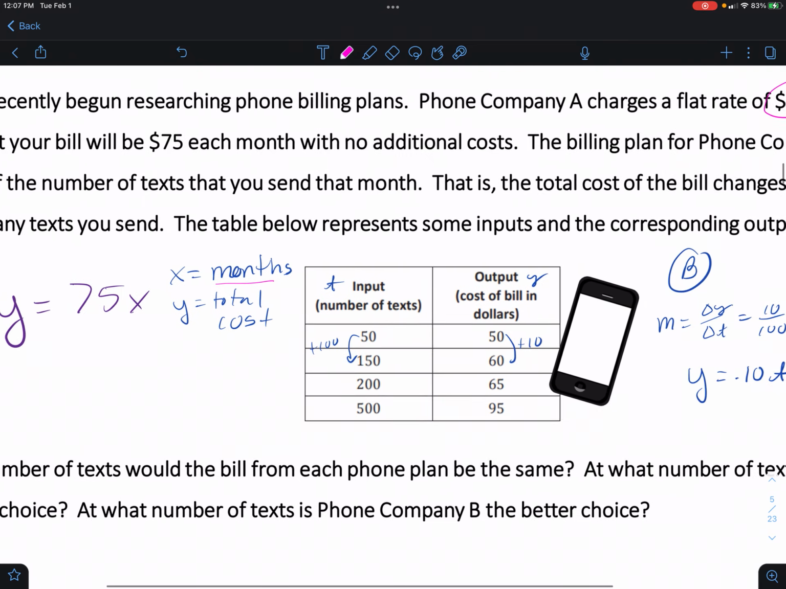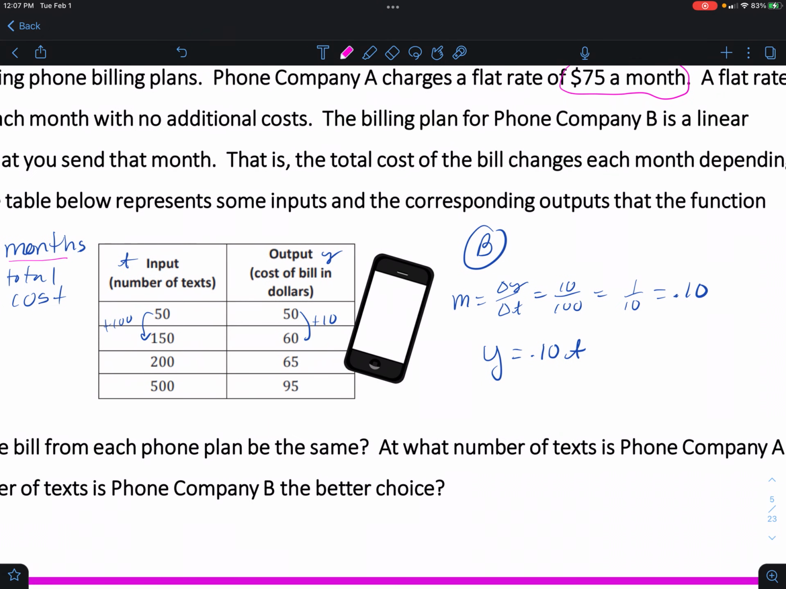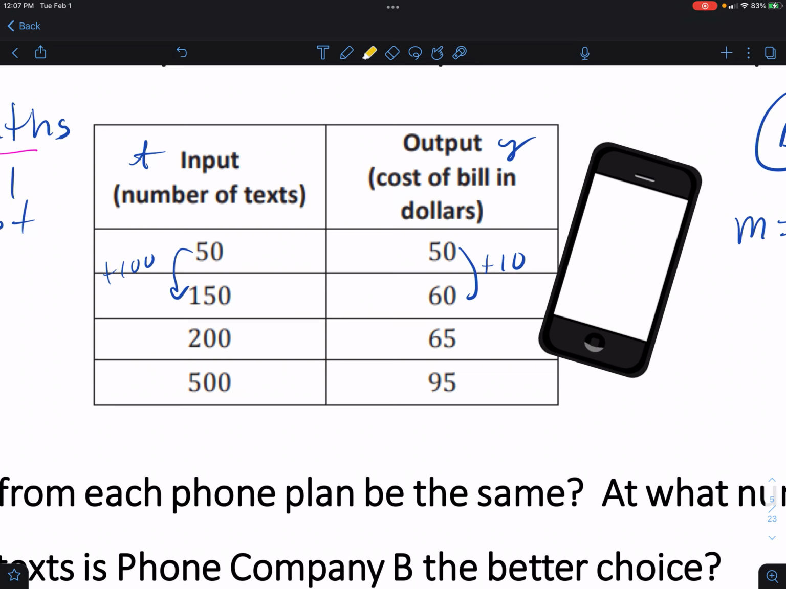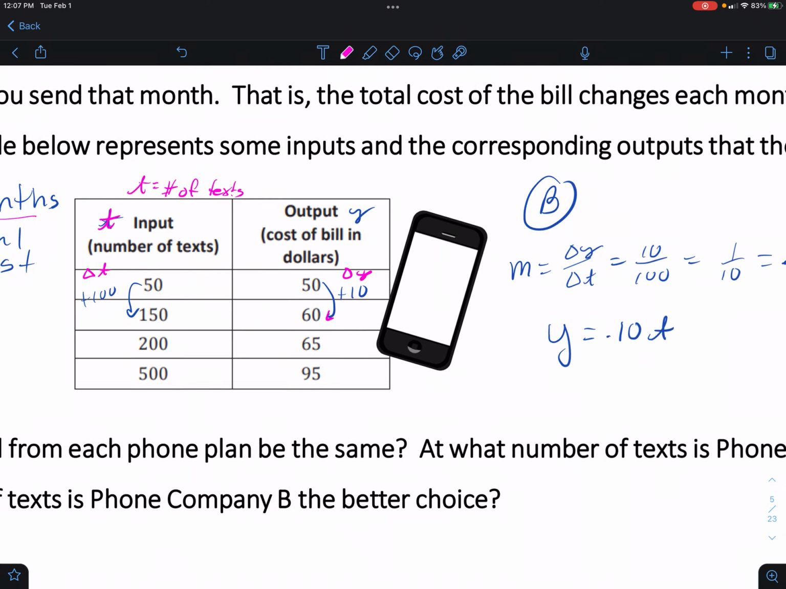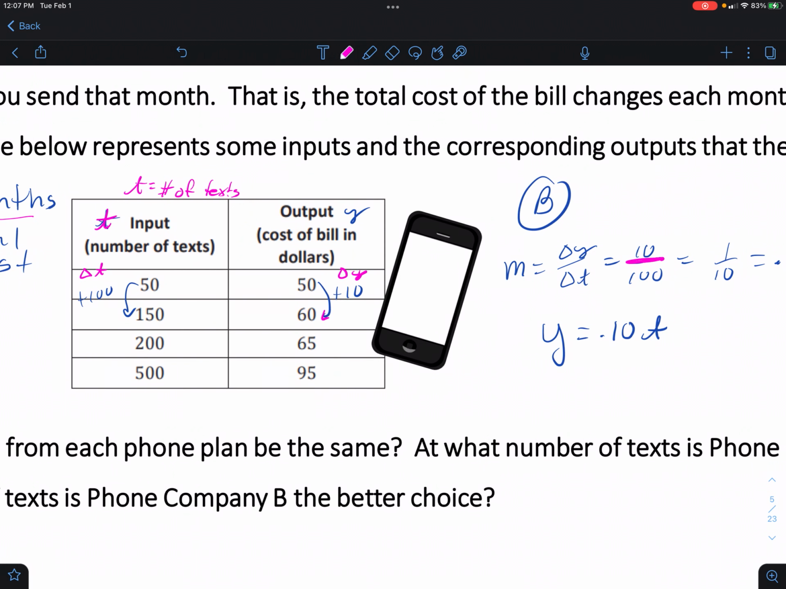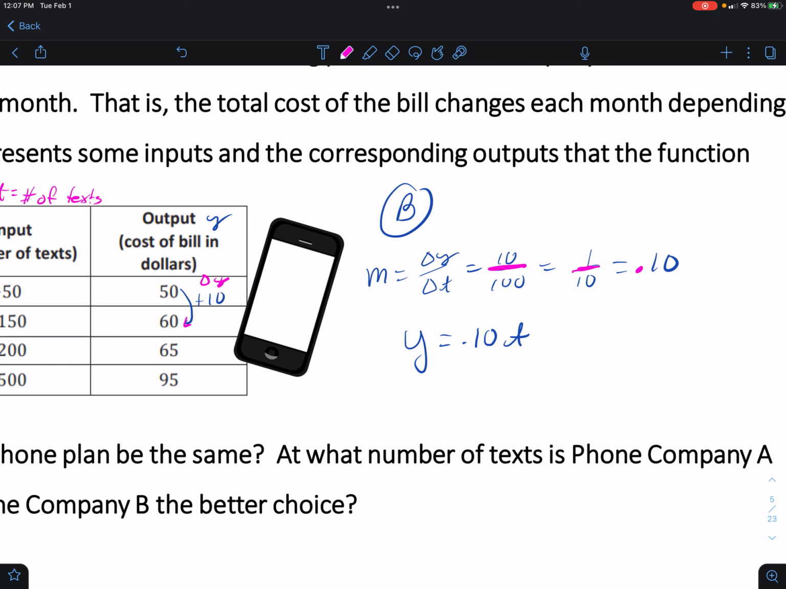And then when we analyzed company B, we used their table to calculate our rate of change. So we found delta y, which was plus 10, and then our delta t, we used t to represent the number of texts here. And we realized that this was a change. Our change in our texts was 100, and we did our ratio, 10 over 100, which we reduced to 1 over 10, which is basically 10 cents per text. And this is where we left our equation, at y equals 0.10t.